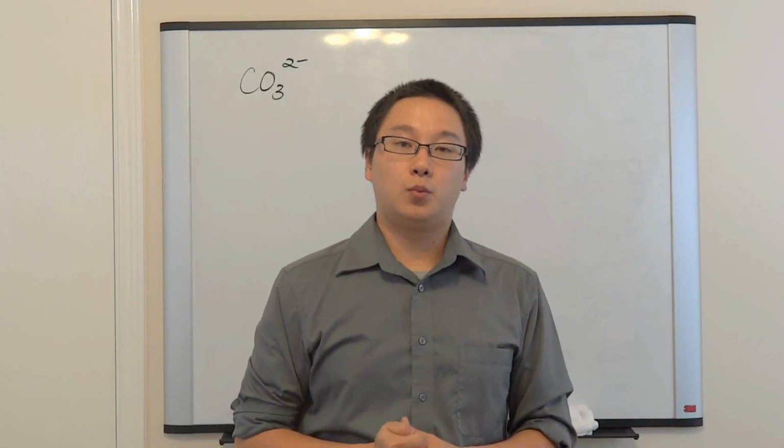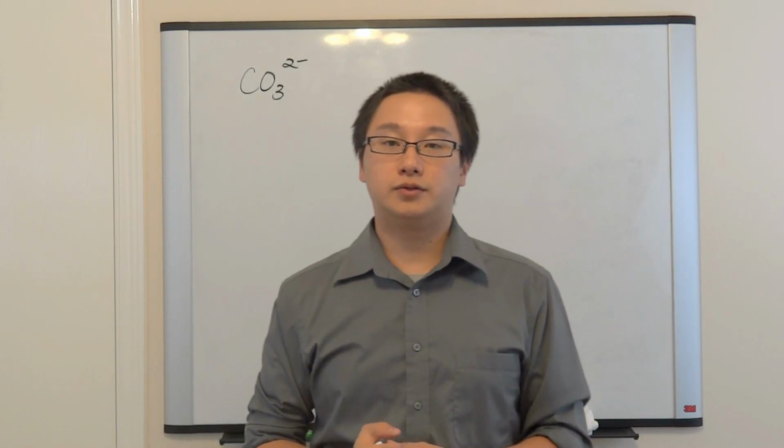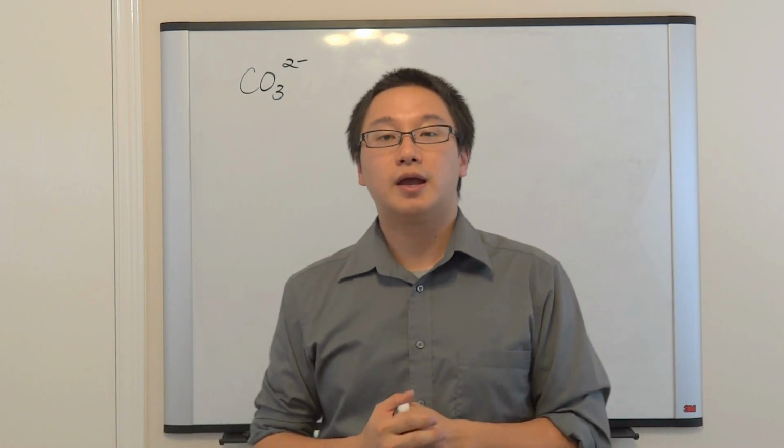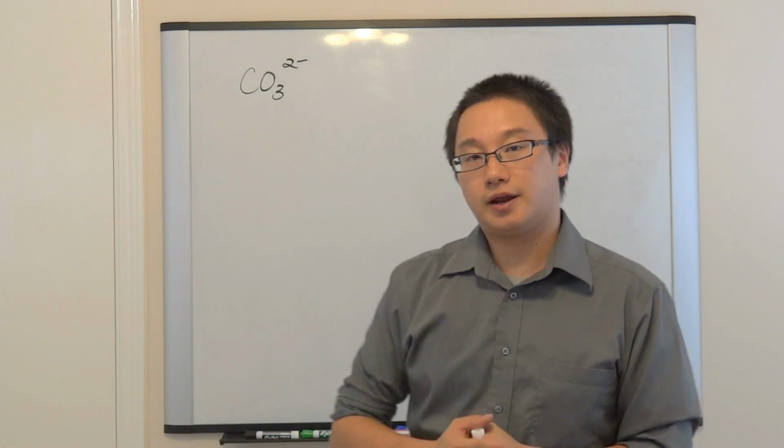Welcome back, everyone. We are here to learn how to draw a Lewis dot structure for a resonance structure. I'm going to use carbonate ion as an example.